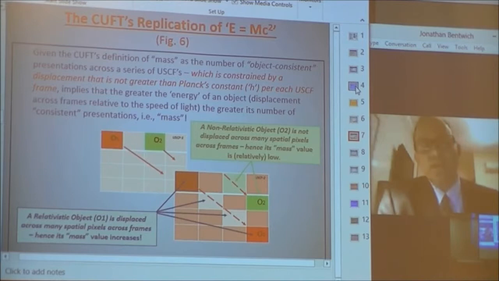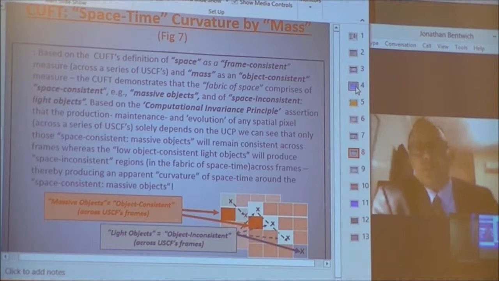And therefore, I'll mention later on the proton radius puzzle findings over the last year or so, which actually gave an initial validation of one of these critical predictions of this computational field theory. Next slide, figure 7. So now space-time curvature binding, that's also a very interesting replication.